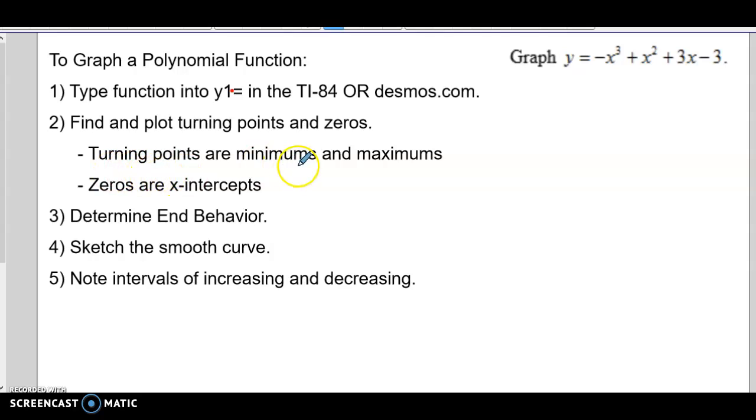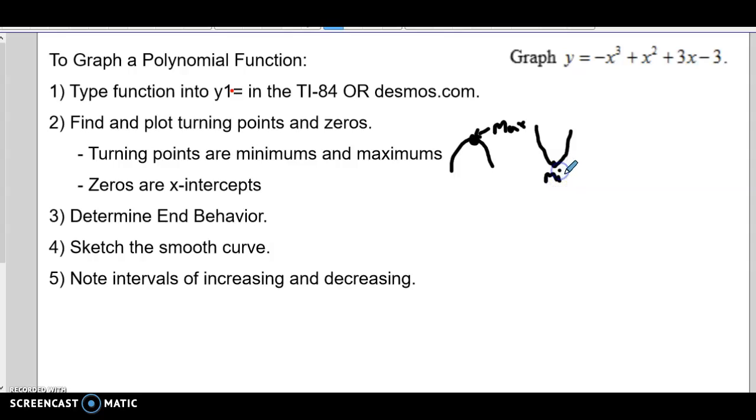Remember, turning points are minimums and maximums, where a function changes direction. For example, a maximum happens when a function's going up, and then it reaches a high point, like the top of a roller coaster, and then starts going down. So this would be an example of a maximum. And then a minimum is just the opposite. A minimum is when a function's going down, and then it changes direction. It has a turning point, and it starts going back up. So this would be an example of a minimum.